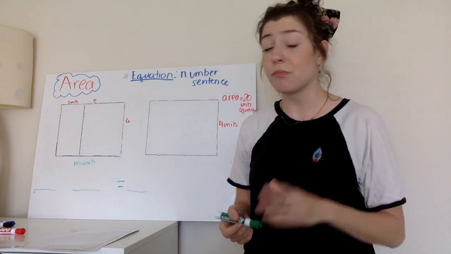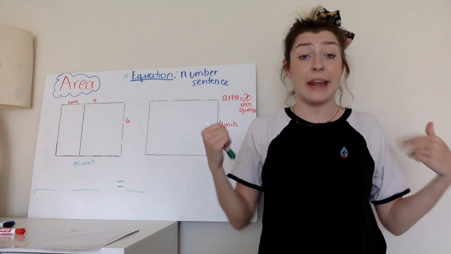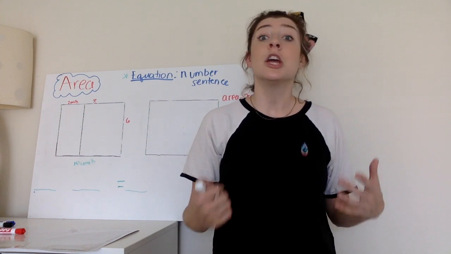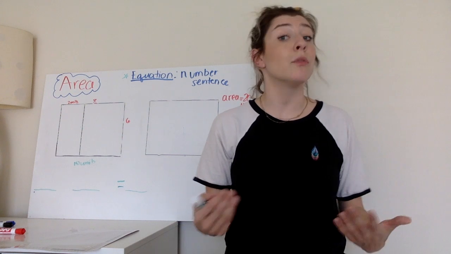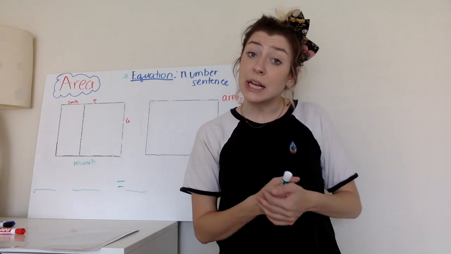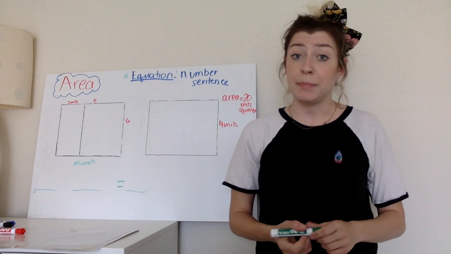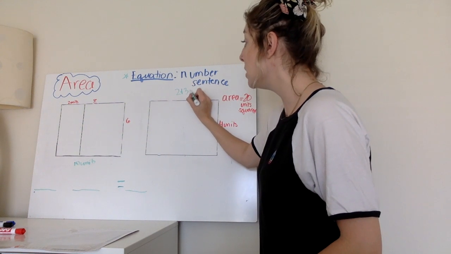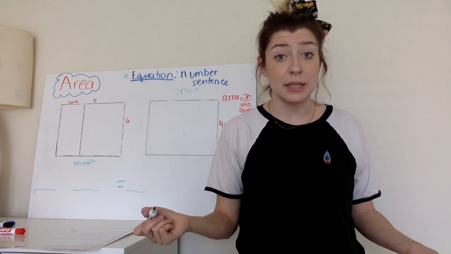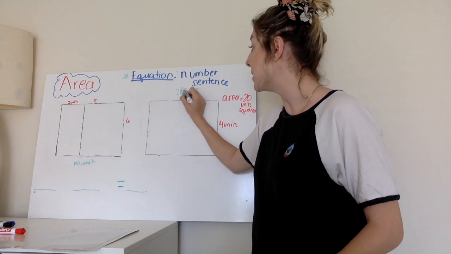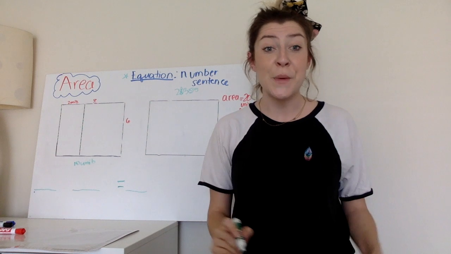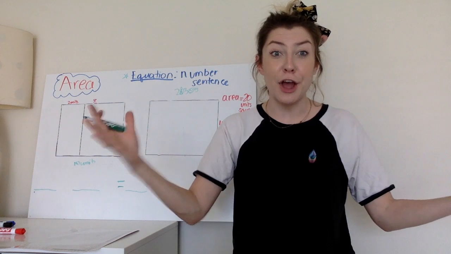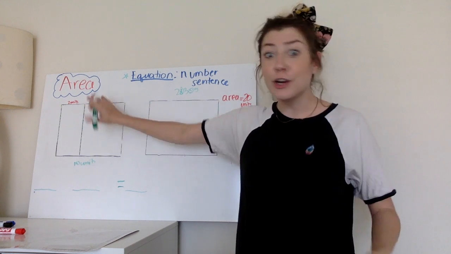Never forget. So we're also right now going to learn how to write number sentences. There are sentences in writing and reading, and there are also sentences in math. Maybe you've seen a number sentence before. 2 plus 3 equals 5 is a number sentence. As you can see, there's a plus sign and then there's an equal sign. We are going to write a sentence just like that to show how we found the area for this shape.